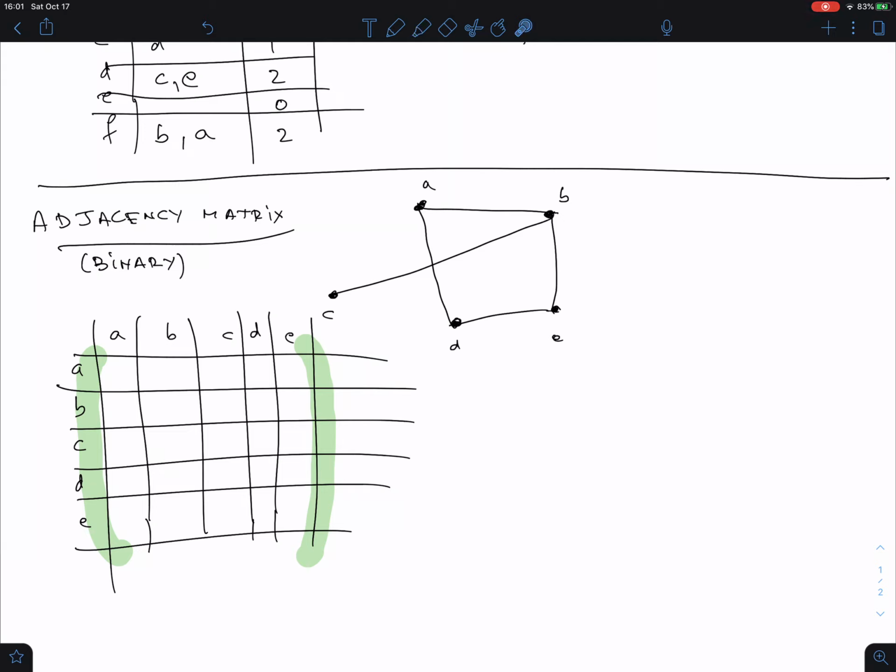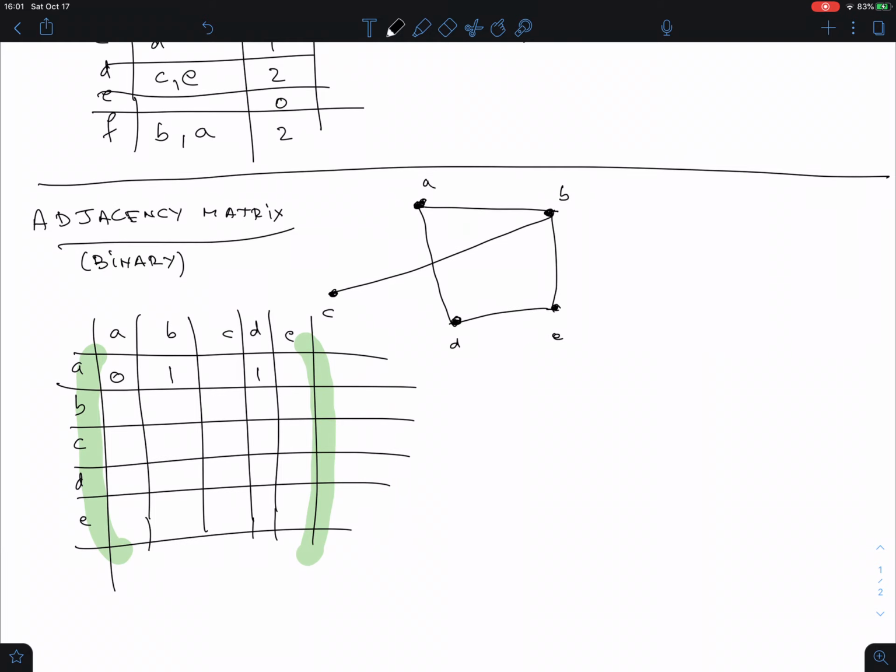In each of these squares comes either, it's binary, so either 1 or 0. 0 means no edge, 1 means there is an edge. Okay, so let's do this. For A, there's no edge from A to itself because we don't allow loops in simple graphs. There's an edge from A to B, so we have a 1 here. There's one from A to D, a 1 here, but nothing to C and nothing to E. Again, I prefer to first see what's in there and then make the rest 0, but you can also just go through the list.